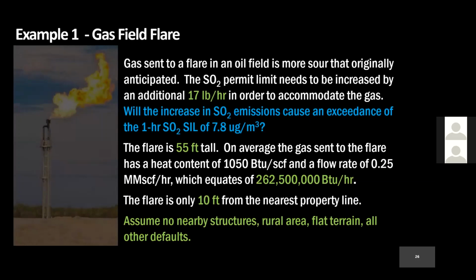What we know about the flare is that it's 55 feet tall. We know on average the gas sent to the flare has a heat content of 1,050 BTU per scf and a flow rate of 0.25 million scf per hour, which equates to a heat release of 262,500,000 BTU per hour. This flare is on a tiny little postage stamp sized property, and so the flare is actually only 10 feet from the nearest property line. And we're going to assume that there are no nearby structures, the area is rural, flat terrain, and all other defaults.